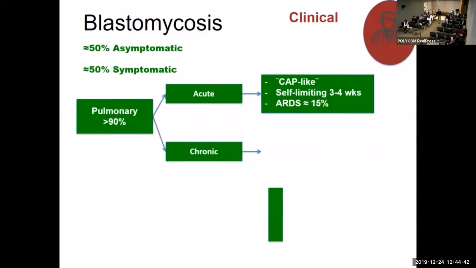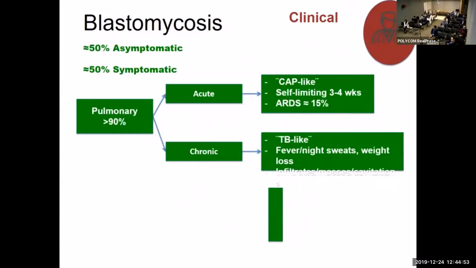The only thing is 15% of these cases go into ARDS, and obviously if you have that, you need to start thinking of other causes different from regular bacterial pneumonia. Chronic looks exactly like TB: fever, night sweats, weight loss, you can have cavitations in the upper lobes. So chronic blastomycosis and chronic pulmonary histoplasmosis are kind of the same. The good thing is like most of these endemic mycoses, you can treat it with itraconazole. So if you're in the endemic region, looks like blasto, looks like histo, it will be the same treatment.